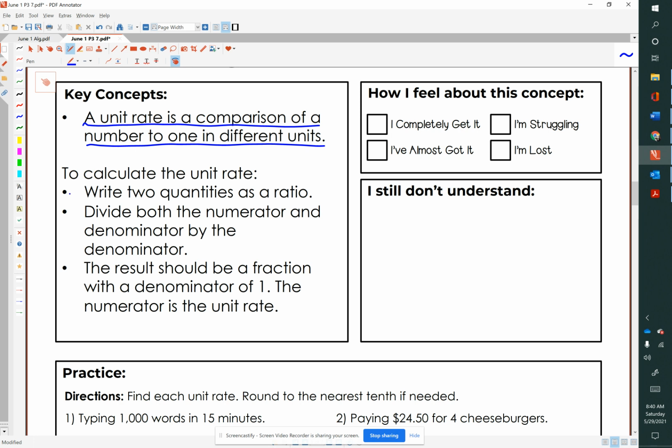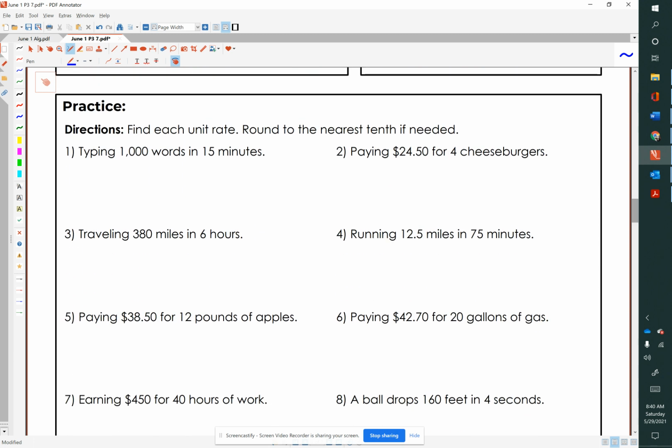To calculate a unit rate, you write the two quantities as a ratio, and I'll show you how to do that. We'll divide both the numerator and the denominator by the denominator. And the result should be a fraction with a denominator of 1, and the numerator is the unit rate. So I know that sounds like a lot, so let's try a few together and let's see how we do.